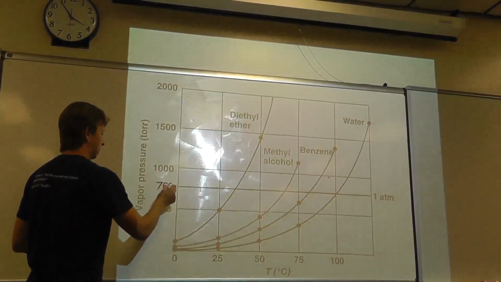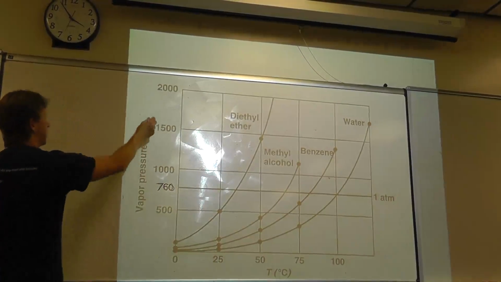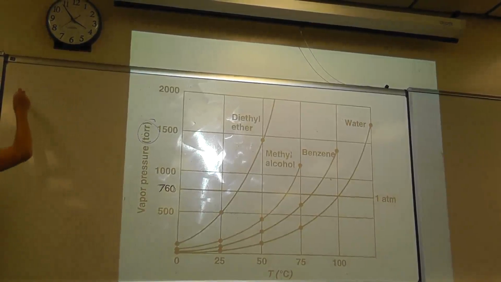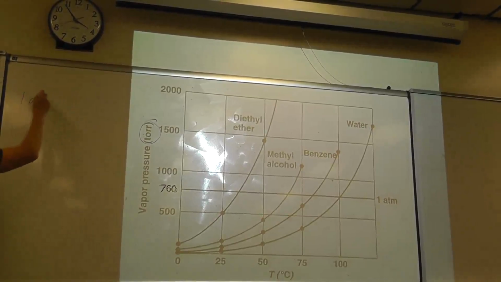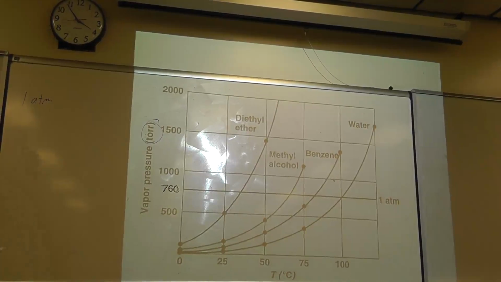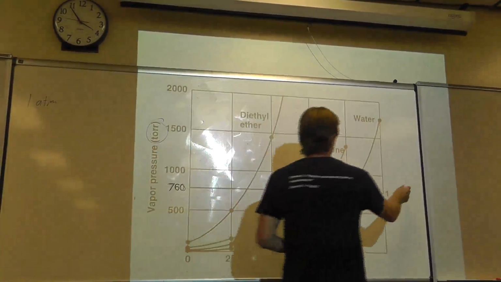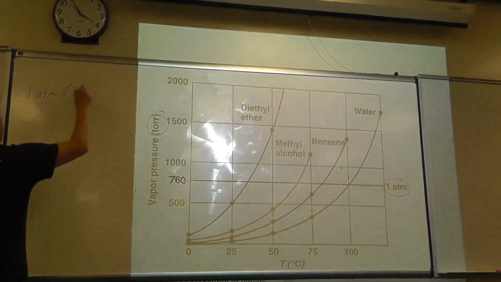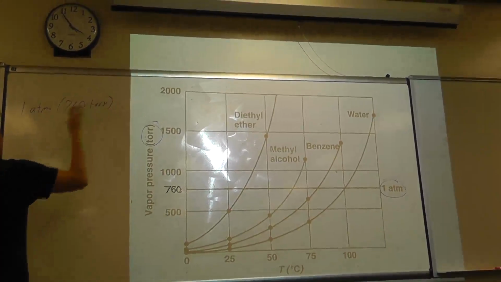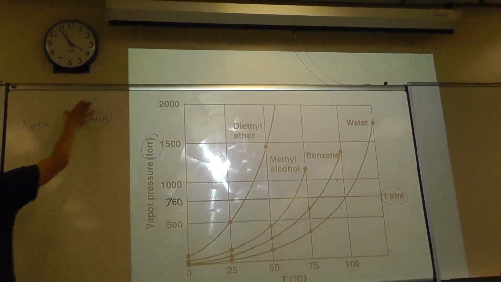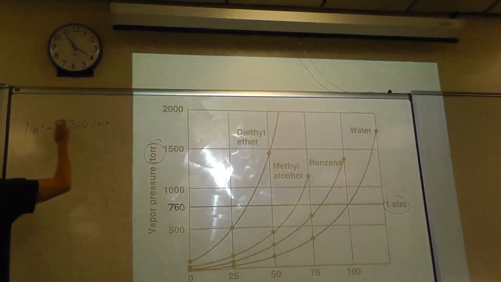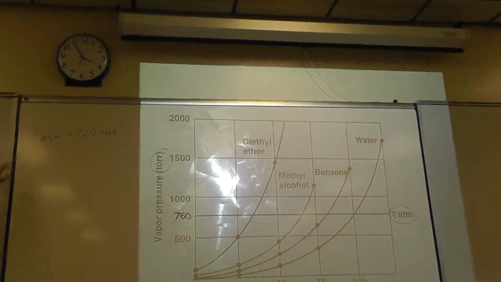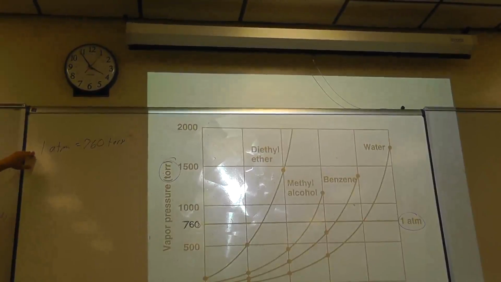760 on this axis. Now the units here are torr. And I guess this is the first time we've talked about pressure units. 1 atm is a very distinct line on this chart. 1 atm or 760 torr, that's the same thing. Think of that as a unit conversion. 1 atmosphere is the same as 760 torr. That's different pressure units. But 1 atmosphere is defined as normal atmospheric pressure.